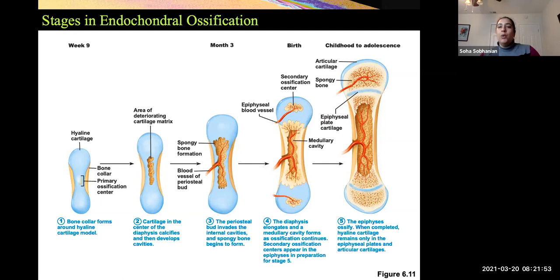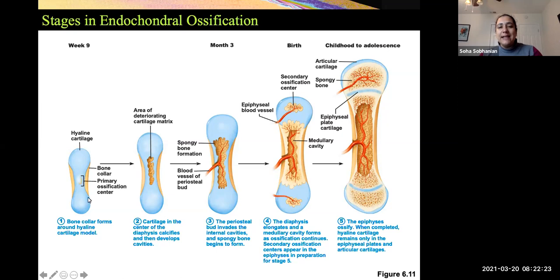Okay, so you bring in your blood vessel in the third place. And what you bring in with these blood vessels, so focus on this, is your osteoblasts and osteoclasts. Osteoblasts are the ones that are going to help you form new bone tissue, and osteoclasts are the ones that are going to help you destroy the bony tissue. So again, remember there's a balance between these cells.